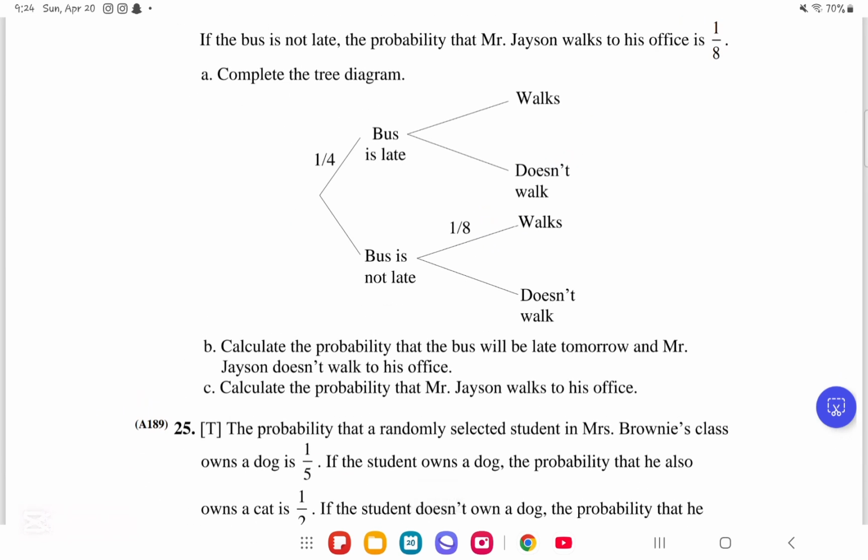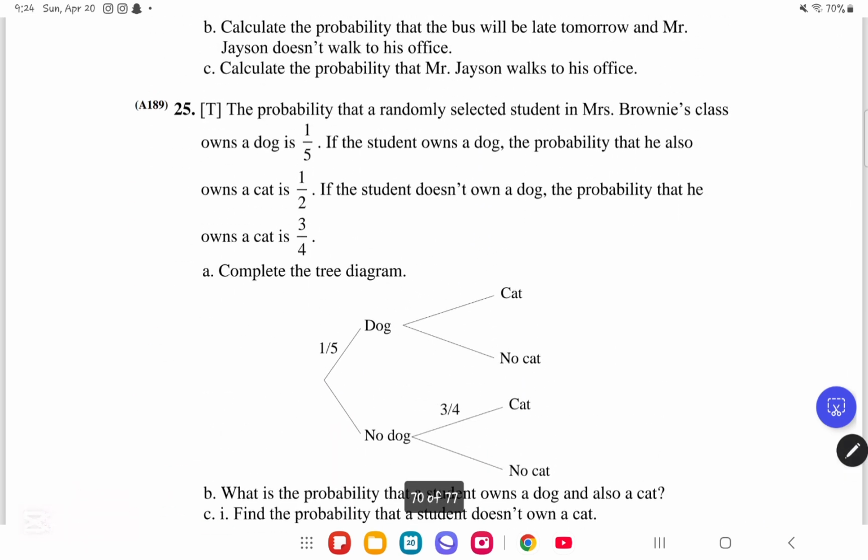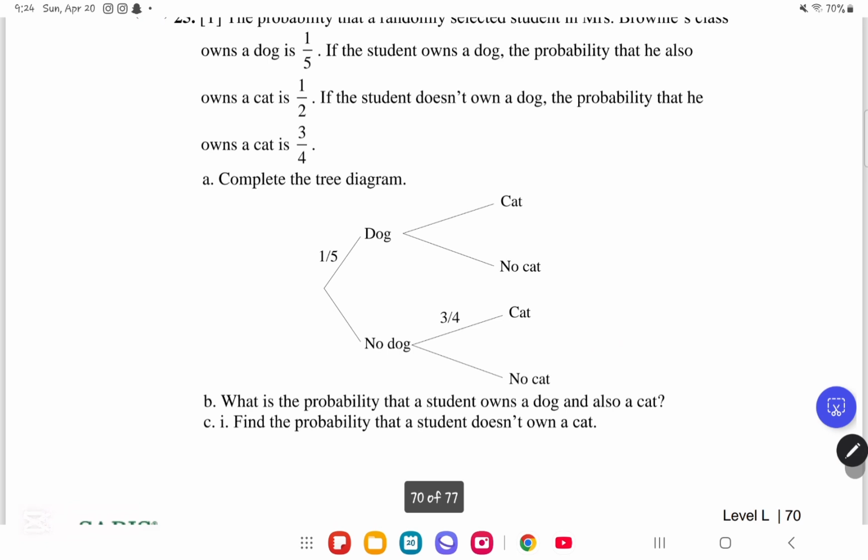We move on to question number 25. In question number 25, they said, the probability that a randomly selected student in Mrs. Brownie's class owns a dog is this much. If the student owns the dog, the probability also that he owns a cat is this much. If the student doesn't own a dog, the probability he owns a cat is this much.